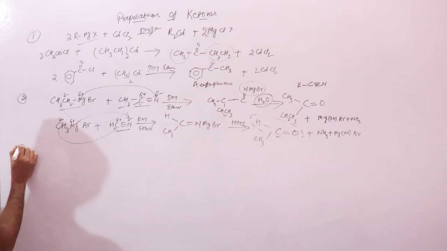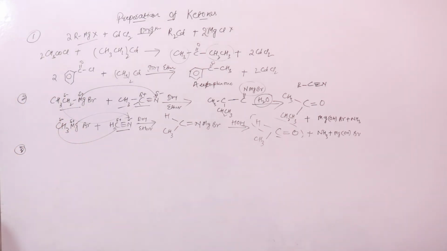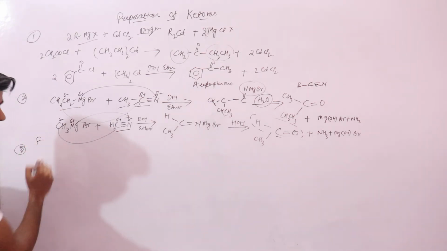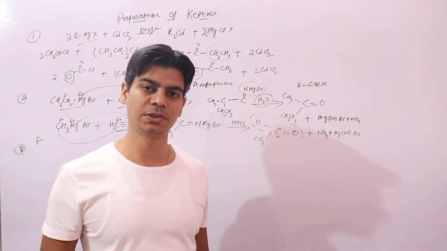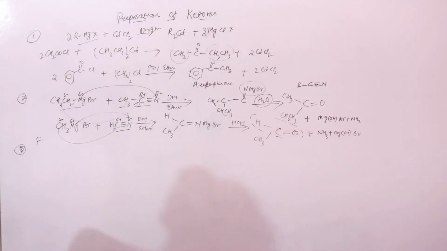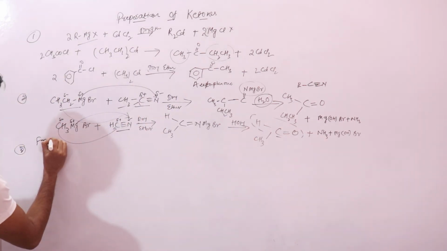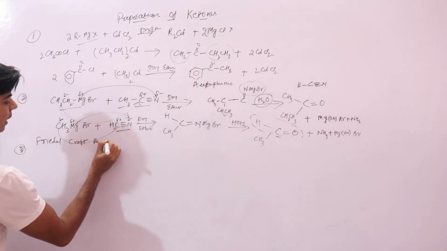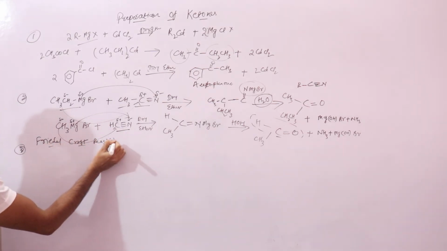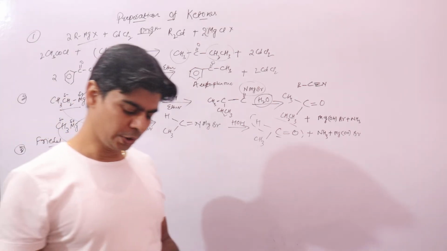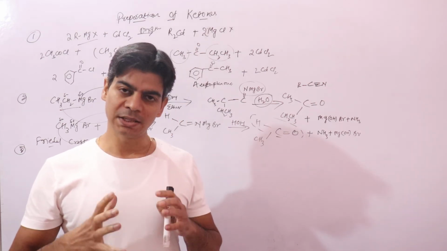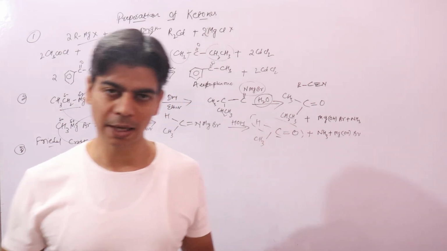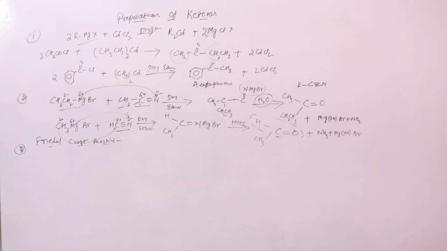The third way is that you do the Friedel-Crafts reaction. The famous Friedel-Crafts reaction is an electrophilic substitution reaction that we have been doing for quite a long time now. If you remember, this reaction is a way to introduce an alkyl group or acyl group into the benzene ring.